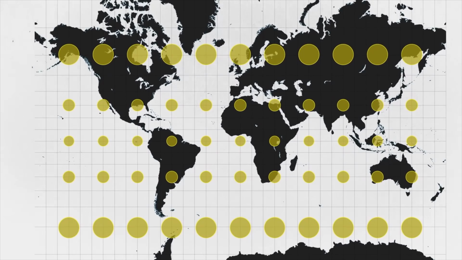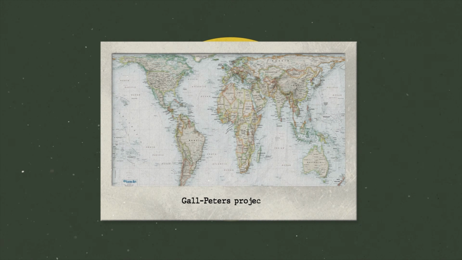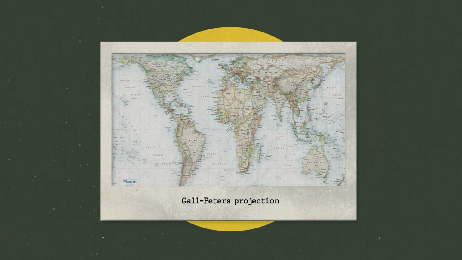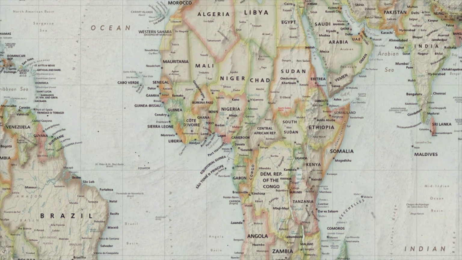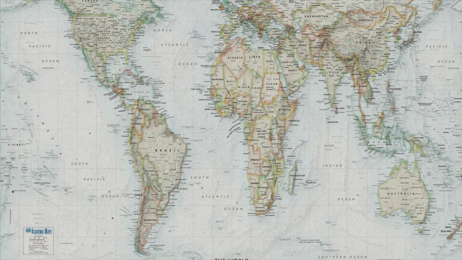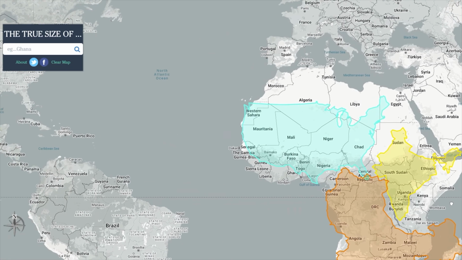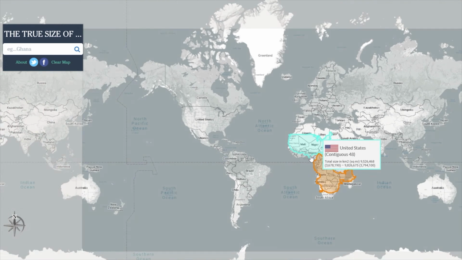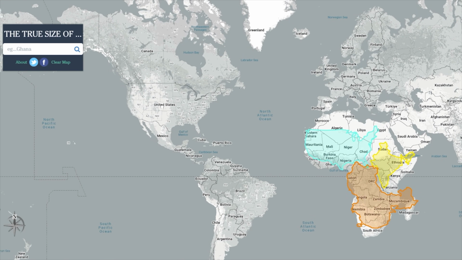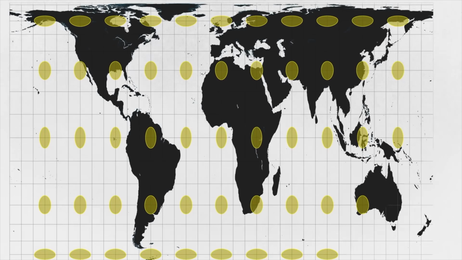Fortunately, efforts to correct these distortions are gaining momentum. Alternative map projections, such as the Gall-Peters projection, more accurately represent the relative sizes of land masses. The Gall-Peters map shows Africa's true scale, highlighting its vastness and importance. Interactive tools like the True Size Of website allow users to compare countries' actual sizes, providing a stark contrast to the misleading proportions of the Mercator projection. These tools are essential for challenging the misconceptions that have been perpetuated for centuries.